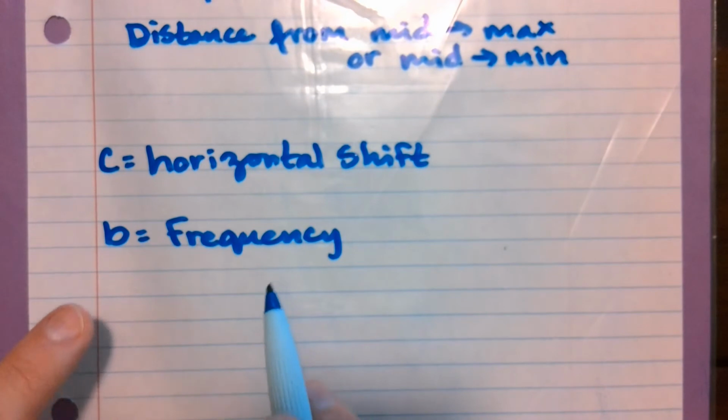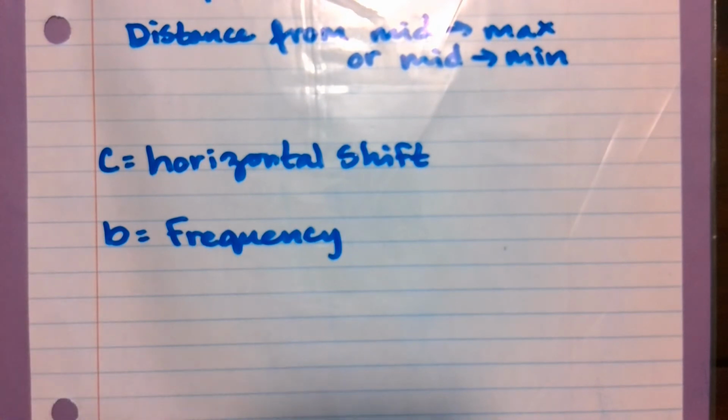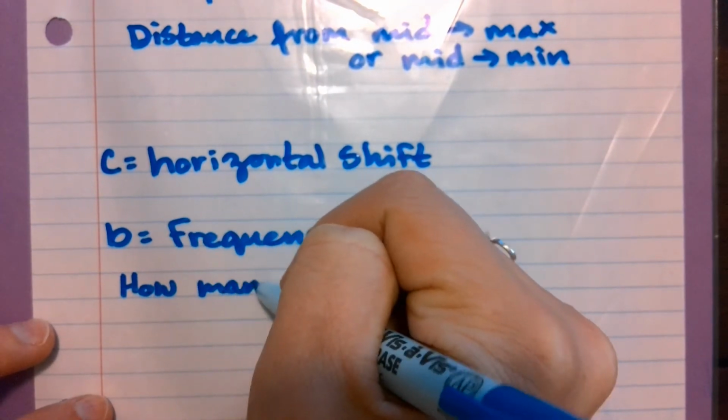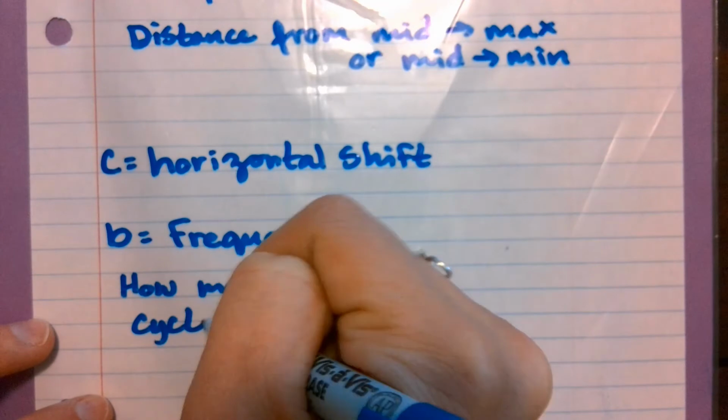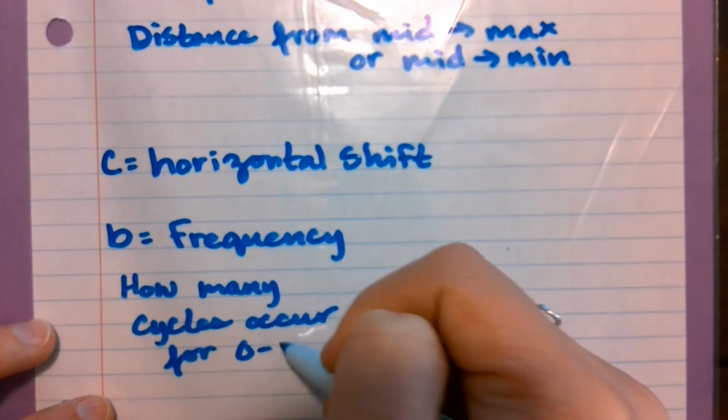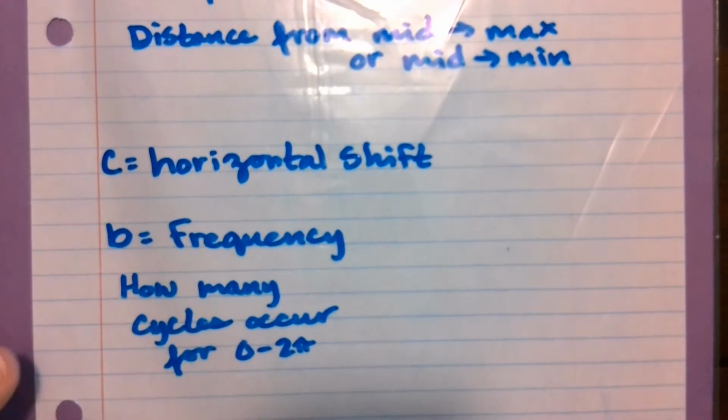And then our last variable that we've got here is b, and it is the frequency. And this is probably the most challenging part to deal with, because this deals with how quickly our cycle is going to... how many cycles are going to occur in that 2 pi. So this is how many cycles occur for 0 to 2 pi.